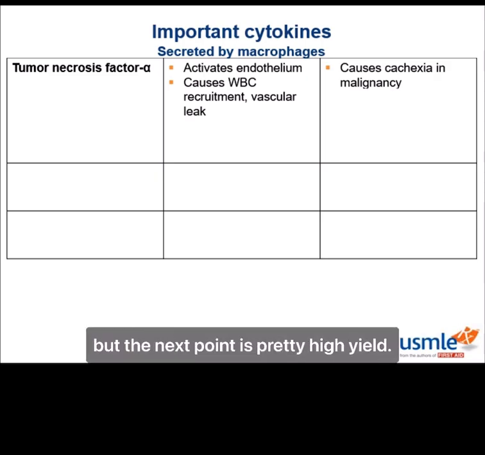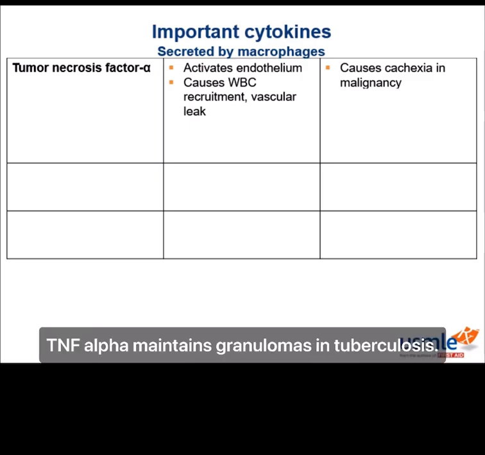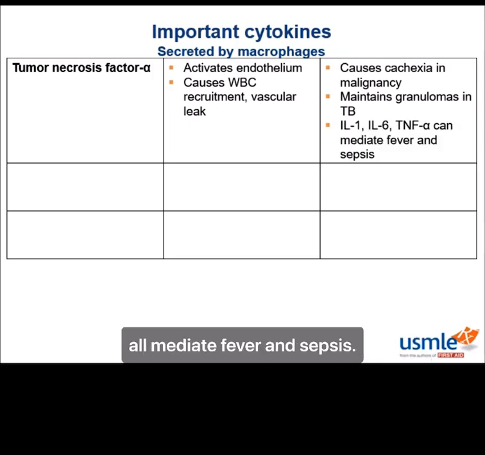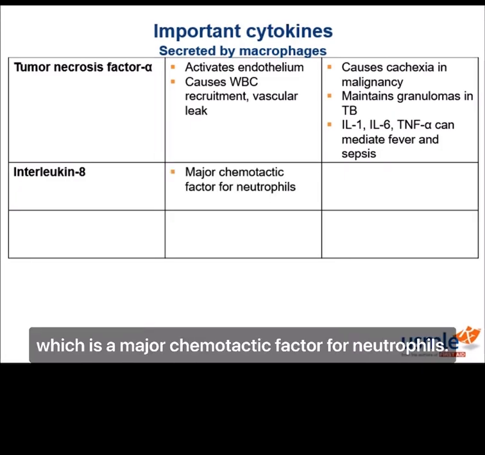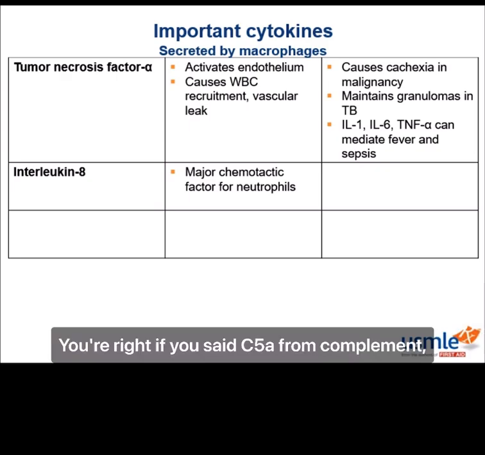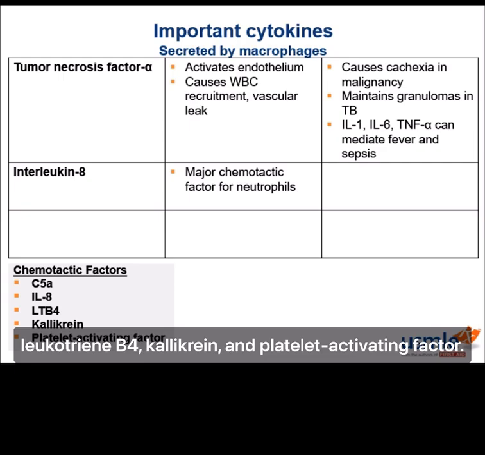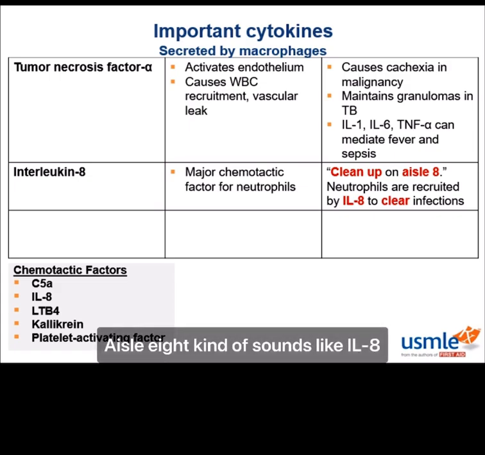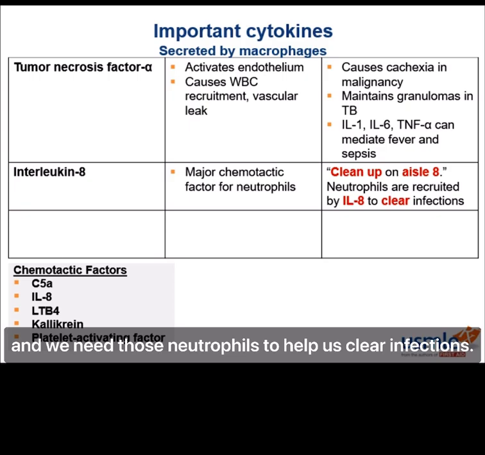Okay, I know we say this a lot, but the next point is pretty high yield. TNF-alpha maintains granulomas in tuberculosis. And lastly, TNF-alpha, along with IL-1 and IL-6, all mediate fever and sepsis. Next up is interleukin-8, which is a major chemotactic factor for neutrophils. Can you remember the other important chemotactic factors? You're right if you said C5a from complement, leukotriene B4, kallikrein, and platelet activating factor. A great way to remember IL-8 is clean up on IL-8. IL-8 kind of sounds like "aisle eight," and we need those neutrophils to help us clear infections.